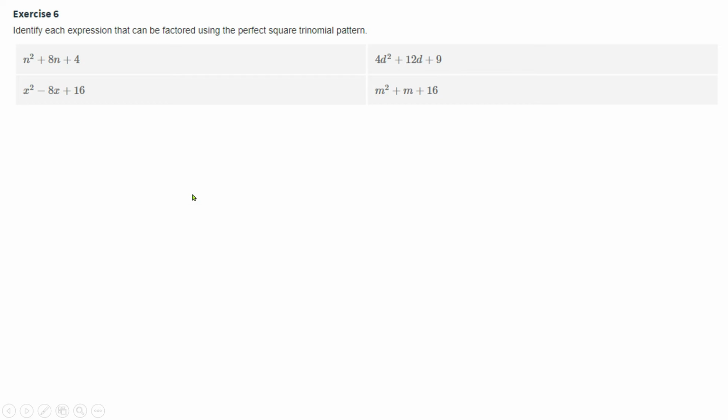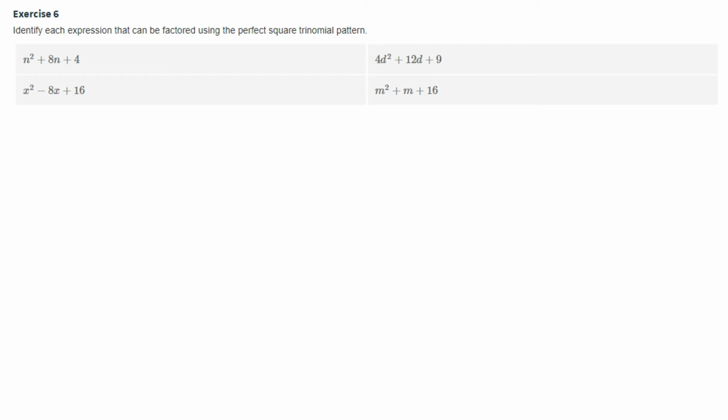So on the first problem, it just wants us to identify each expression that can be factored using the perfect square trinomial pattern. So they want to know which of these polynomials is a perfect square trinomial. And so when we look at them and we think of the list that we were just looking at, this is what we're looking for. They are trinomials, yes. Every single one of these has an a value that's a perfect square. There's a 1 in front of the n, there's a 1 in front of the x, there's a 1 in front of the m, and there's a 4 in front of the d. So all of the a values are perfect squares.